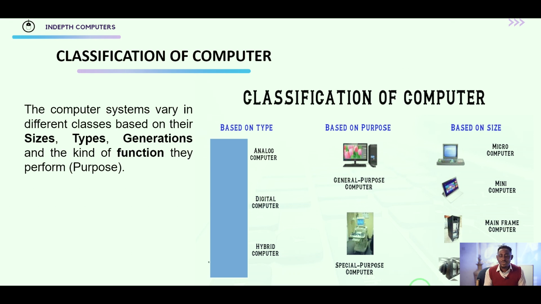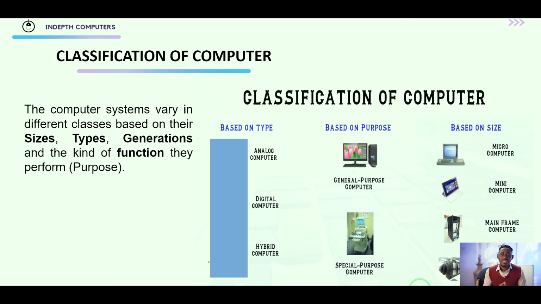Now we have computers classified based on purpose, and there is a type of computer that we call general purpose computer. These are the kind of computers that we use today, like our microcomputer, like the laptop, desktop, and all, or smartphone. They are general purpose computers because they can be used for several things. You can use your laptop or your smartphone to play music. You can use it to type. You can use it to make phone calls. You can use it to check your blood pressure. You can use it to check your sugar level. You can use it for music production. You can use it for so many things.